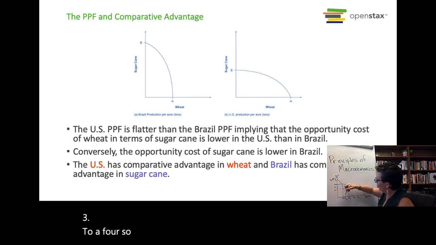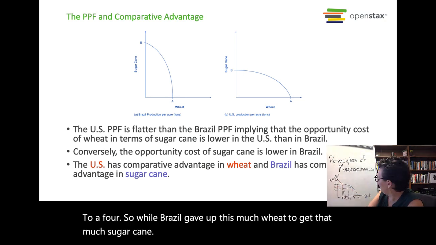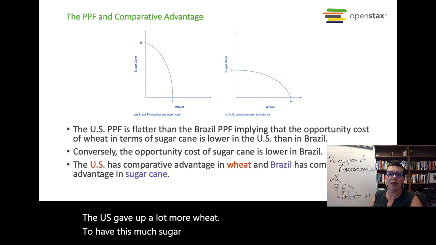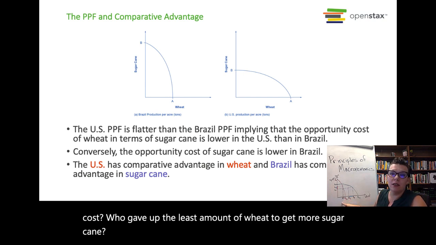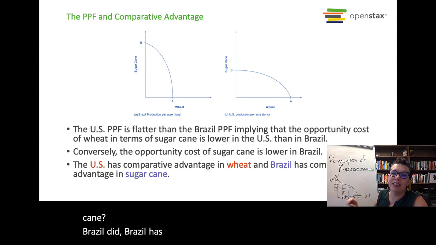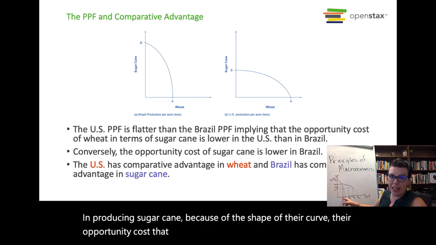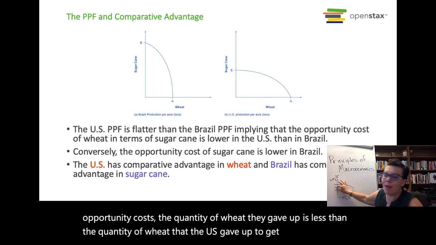So while Brazil gave up this much wheat to get that much sugarcane, the US gave up a lot more wheat to have this much sugarcane. So who has the lower opportunity cost? Who gave up the least amount of wheat to get more sugarcane? Brazil did. Brazil has the comparative advantage in producing sugarcane because of the shape of their curve. Their opportunity cost, the quantity of wheat they gave up, is less than the quantity of wheat that the US gave up to get the same amount of sugarcane.